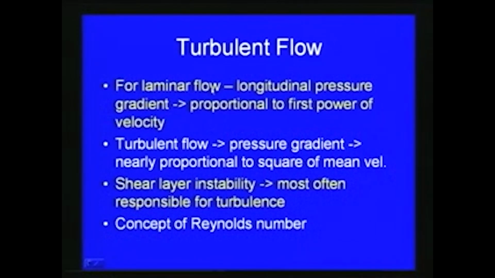As you can see in this slide, for laminar flow the longitudinal pressure gradient is proportional to the first power of velocity, as we have already seen. But in turbulent flow, due to the intermixing and variations of parameters, the pressure gradient is nearly proportional to the square of the mean velocity. So, in laminar flow the pressure gradient is proportional to the first power of velocity, while in turbulent flow it is nearly proportional to the square of the mean velocity.